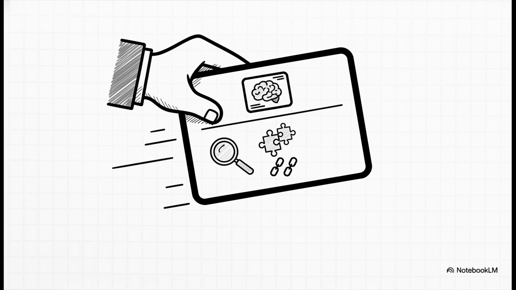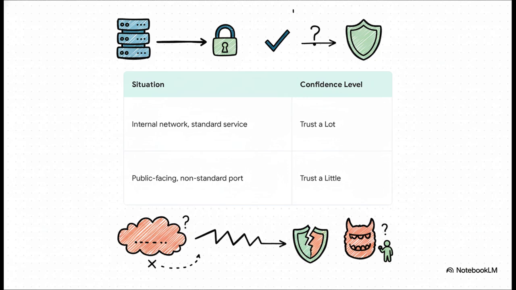Now, to make this even more practical, let's boil that checklist down into a simple little tool. Just think of it like a mental decision card that you can pull out every time you get a banner response. And what's so cool here is seeing it broken down. Look at the high-confidence example. It's an internal server, a standard service, and it matches other records you have. In that situation, yeah, you can probably trust the lot. But now, let's flip that. Contrast it with the low-confidence scenario. Some unknown service on a weird, random port on a public server with zero other data to back it up. In that case, you should trust a little. See? It's all about context.